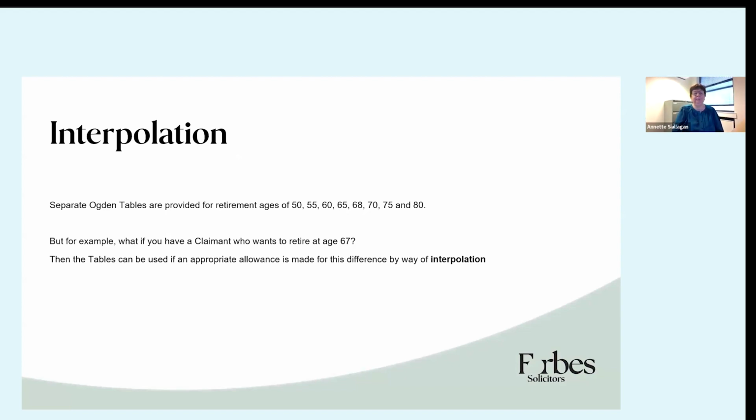Okay, the Ogden tables, as I've said before, do give tables for retirement ages 50, 55, 60, 65, 68, 70, 75, and 80. So if you have a situation where the claimant wants to retire at 67, you would have to calculate that separately. And you do that by interpolation. So let me just give you, it's probably easier if I just give you an example.